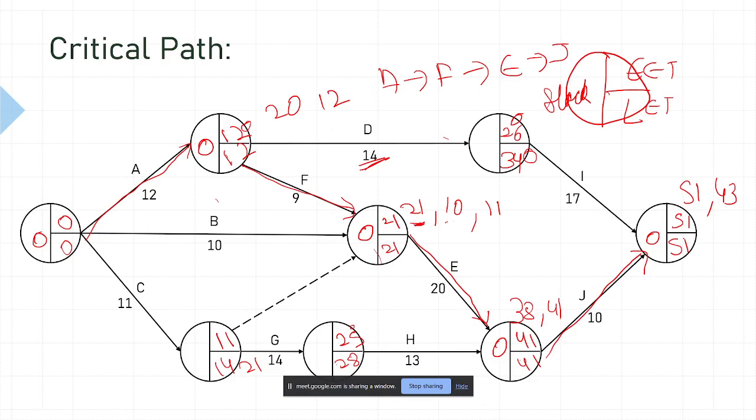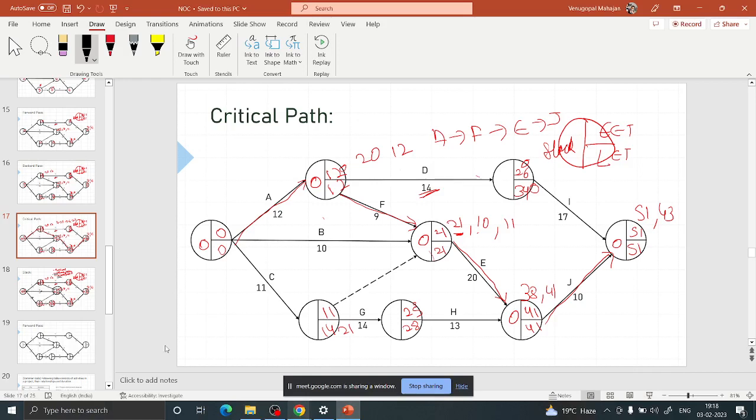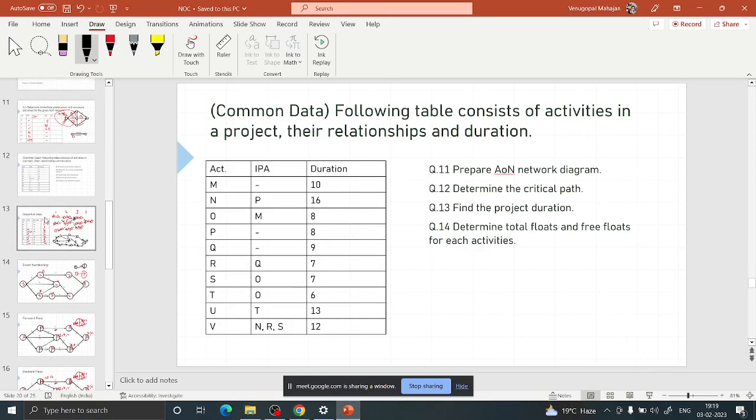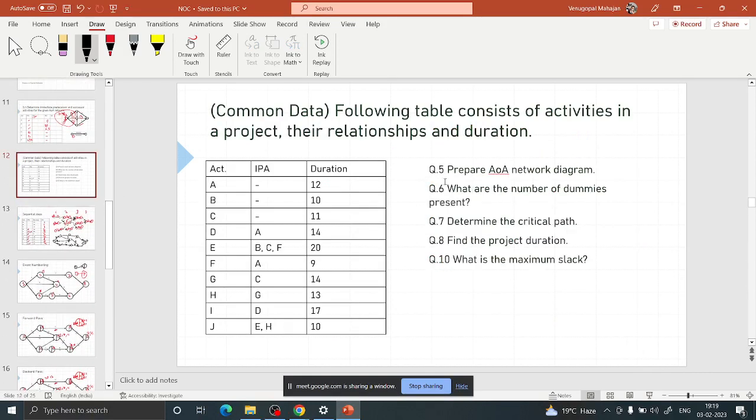Okay, so with this we move on to the next question. Let's visit if anything is remaining from the question part. We prepared the AoA network, right? Then the number of dummies present, how many? One, right? We determined the critical path and project duration: 51 days. What is the maximum slack? 8. Okay, so we answered all these questions.